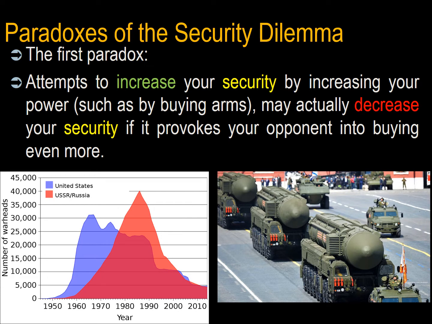The first paradox of the security dilemma is that because of defensive reactions of your opponent, attempts to increase your security by increasing your power, such as buying weapons, may actually decrease your security if it provokes your opponent into buying even more. Here you can see the total number of nuclear warheads built by the United States and the Soviet Union, and how it reached astronomical numbers in the late 1970s and 1980s.